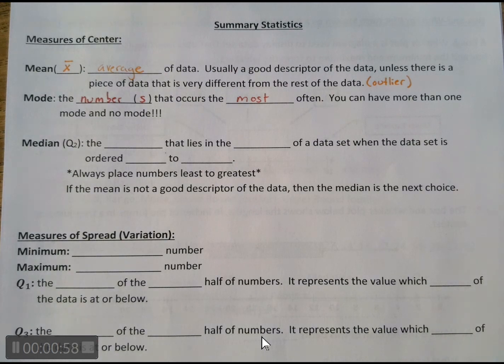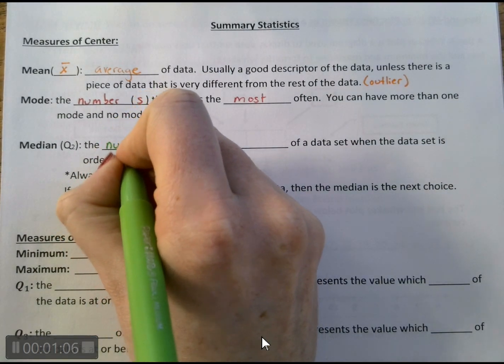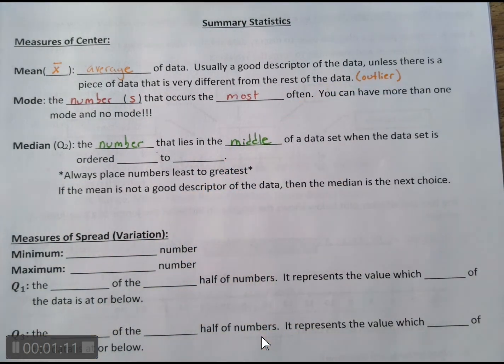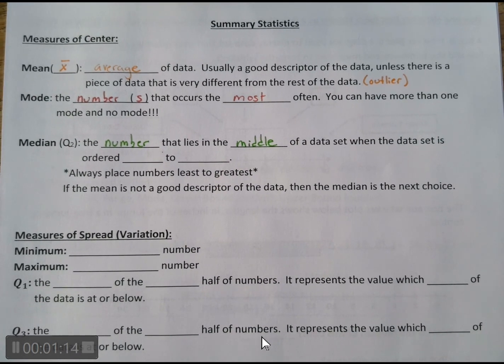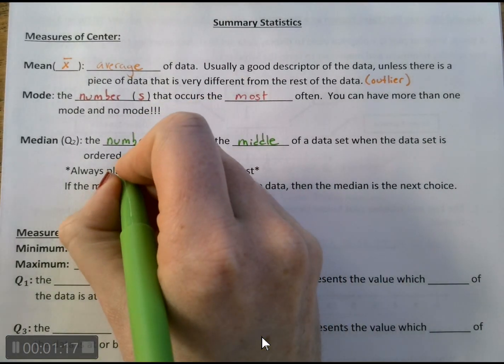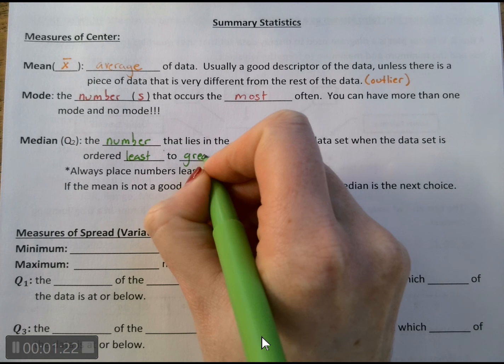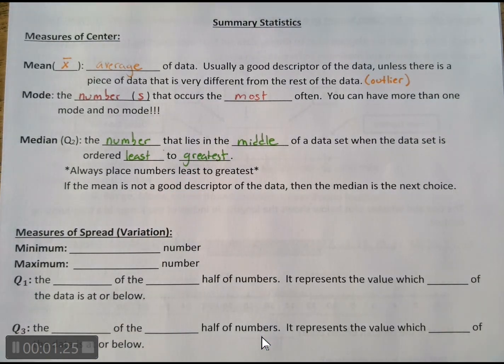And then we also talked about our median, which can also be called Q2, which we'll talk about. And it is the number that lies in the middle of a data set when the data is set in order from smallest or least to greatest. And you will always want to place your numbers in least to greatest. So if the mean is not a good descriptor of the data, meaning that there is an outlier, then the median is the next best choice.